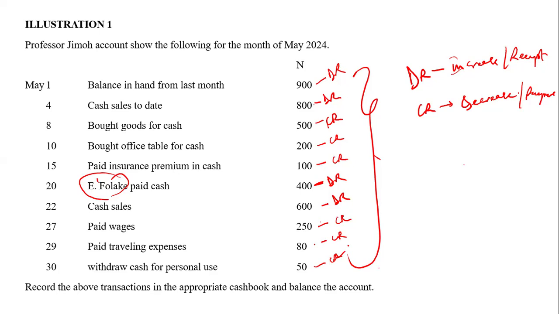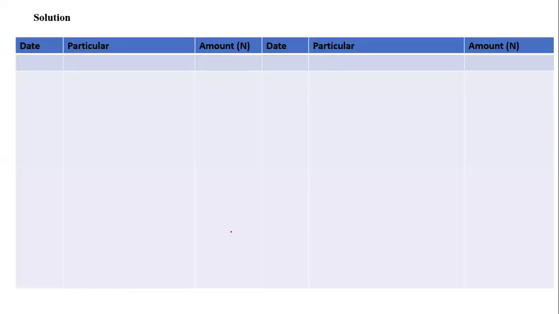But if you are required to draw the appropriate cash book, it means we have to draw the template. So I want us to draw this. Let's have this in our notes so that we will now prepare the account. Don't forget, you are preparing. How do we know the nature? We can see from that. Who is the owner of this? It is for Professor Jimo. So we are preparing this cash book for Professor Jimo. Now draw the format. So as we move, we'll be able to get this done.